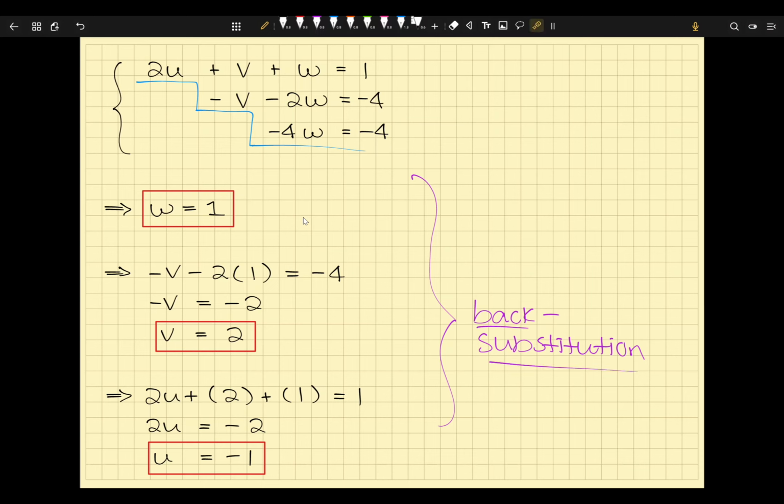Right, and with back substitution, first we solve for W, and then we plug that in and solve for V, and then we plug in both V and W and solve for U. So that's back substitution.